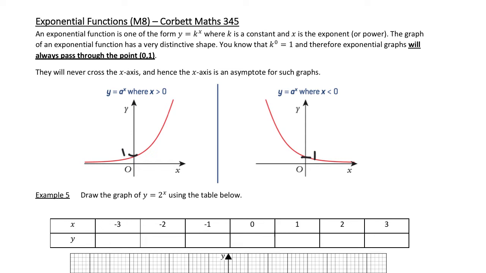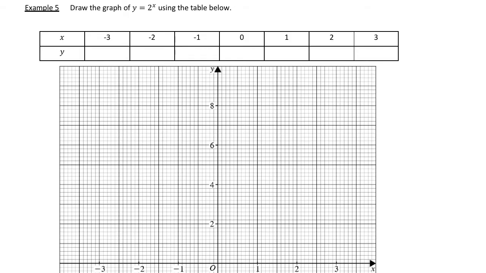So let's do this example 5 and draw the graph of y equals 2 to the x. First thing we need to do is work out the coordinates. So whenever x equals minus 3, we've got 2 to the power of minus 3, which is 1 over 2 cubed. So our rules for indices, negative indices, it's 1 over the positive. So that's going to be 1 over 8, or 0.125.